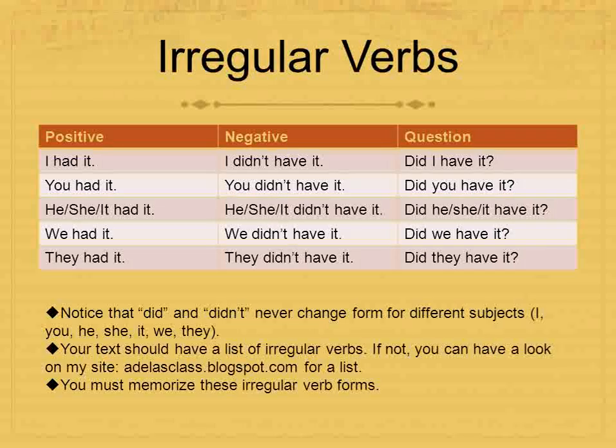Okay, so here we have the verb have. Have is an irregular verb. So I had it, no ed, right? I didn't have it. Did I have it? You had it. You didn't have it. Did you have it? So definitely spend some time studying the irregular verbs. It will be very useful for you.